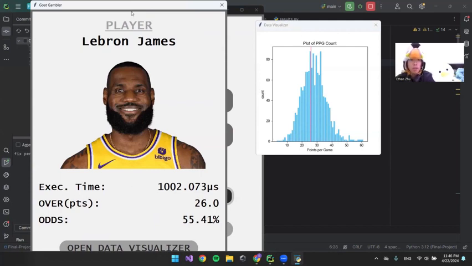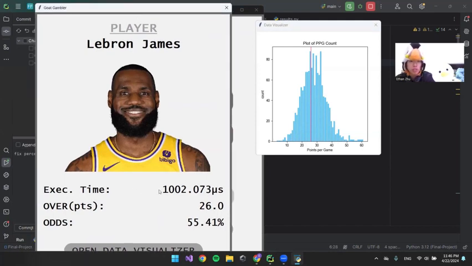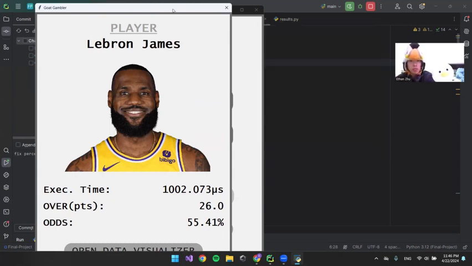So we have the execution time for the merge sort, which is the first line. The second line, we have over for points, 26 points as the user input. And the odds of this happening is over 55%, which if you look at the plot looks pretty accurate because, well, most of his points do lie to the right side, and there are a lot more instances of that count. Anyways, that being said, I'm also going to do it again.